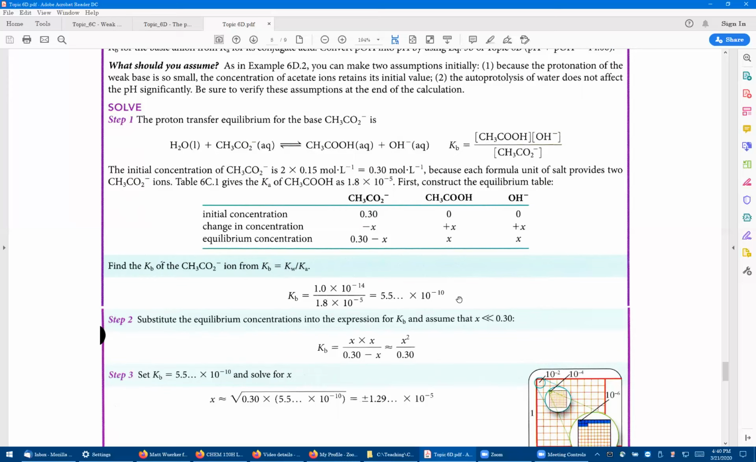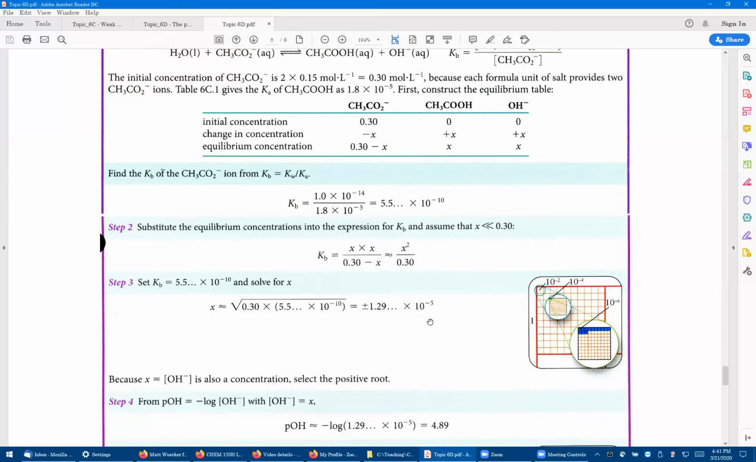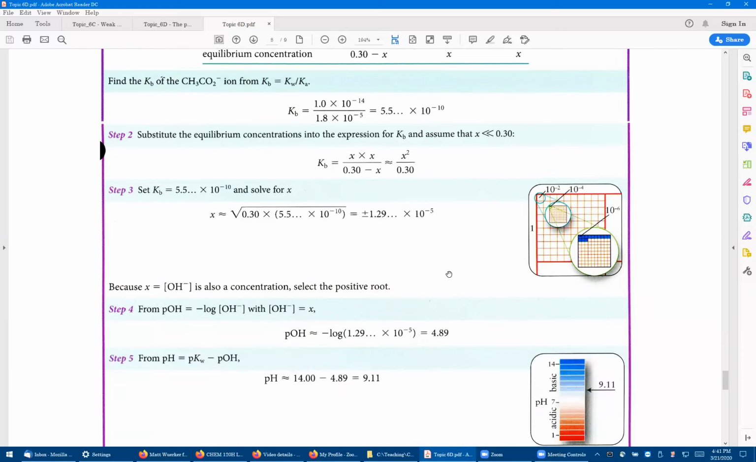Now if we substitute the values from the equilibrium table, the Kb is x squared over 0.3 minus x. We make the approximation again that the x can be ignored. If you set it up, rearrange, and take the square root, the x, which is now the OH minus concentration, as well as the acetic acid concentration, but it's the OH minus concentration, not the hydronium ion, is 1.3 times 10 to the minus 5.